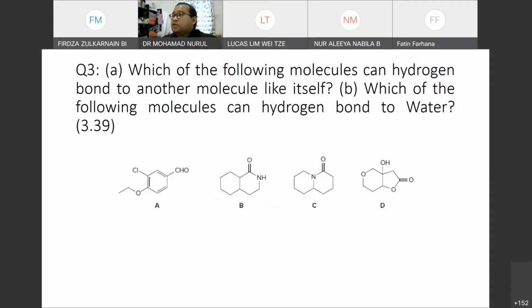Which of the following molecules can hydrogen bond with another molecule like itself? It makes hydrogen bonds with itself. For B, which of the following molecules can make a hydrogen bond with water?